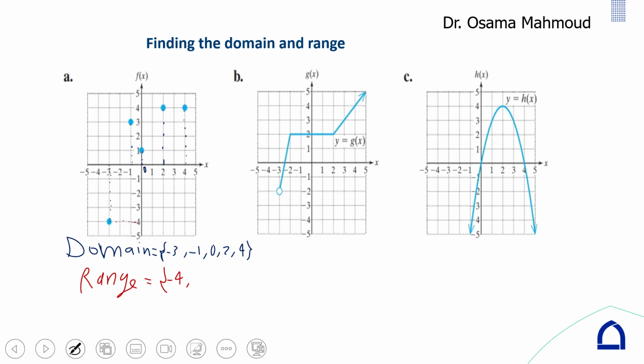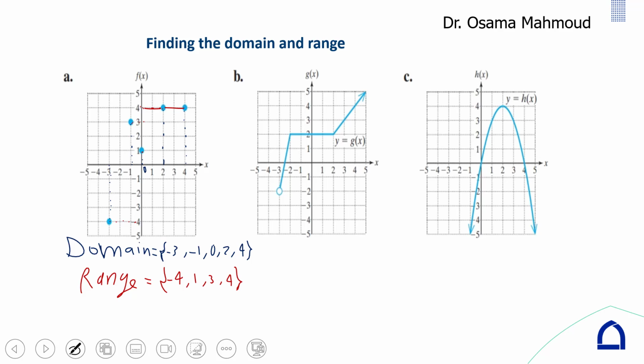Go for this one. No need to move to y because it is itself in the y-axis. So y is 1. For this one, y is 3. For this one, y is 4. For the last point, y is 4 again, so no need to repeat it. So this is the range.